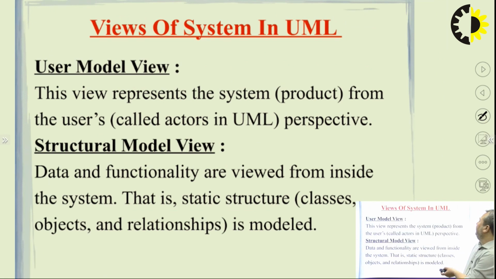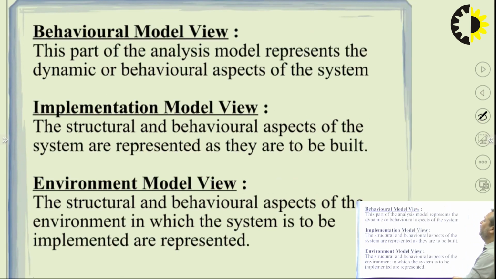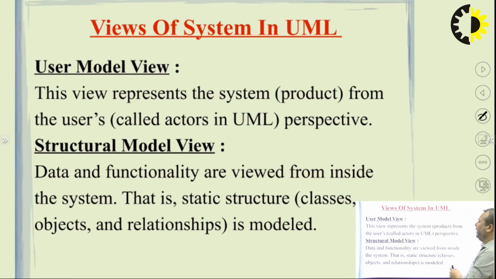So these are some views of the system in UML: user model view, structural model view, behavior model view, implementation model view, environmental model view. So what is the user model view? This represents the system product from the users' side, called actors. The structural model means structure, that is, data and functionality viewed from inside the system. That is the static structure: what are the classes, what are the objects, what are the relationships between objects, and so on. This comes under the structural model.